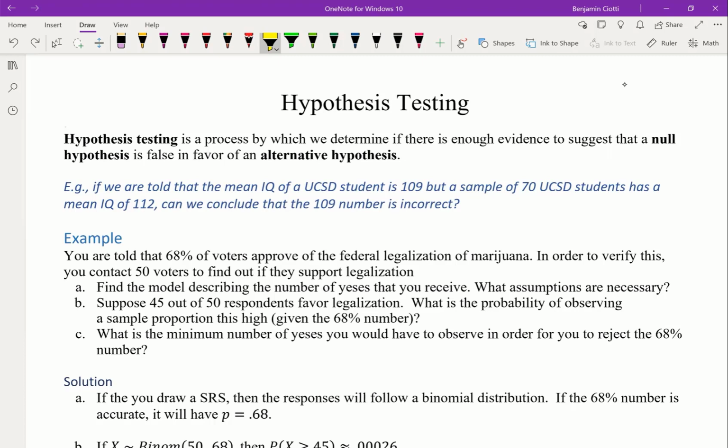Or here's another example. Suppose you're told that 68% of voters approve the federal legalization of marijuana. In order to verify this, you contact 50 voters and find out if they support legalization. So let's find a model describing the number of yeses that you're going to get in your 50 responses. Suppose that 45 out of 50 say yes, that they're in favor of legalization. Does that cause you to doubt what you were told from the outset about the 68%? Finally, what's the minimum number of yeses that you would have to observe in order to cause you to reject the 68% number?